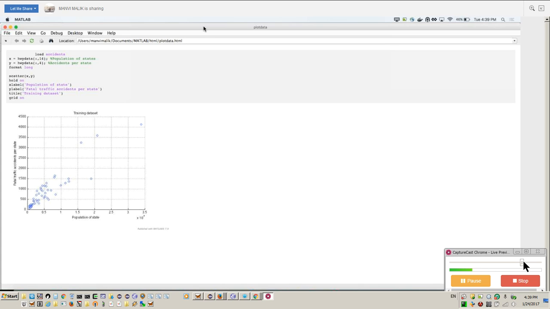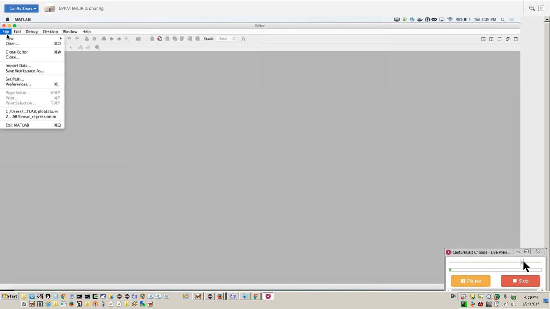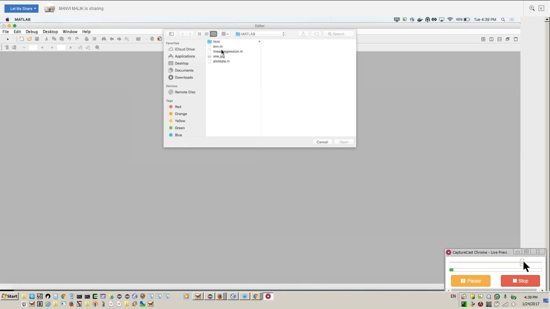Looking at the shape, we can think of this as a linear regression because it looks linear. That's what you're saying. Yes. And is this MATLAB? Okay, and which one is linear regression?